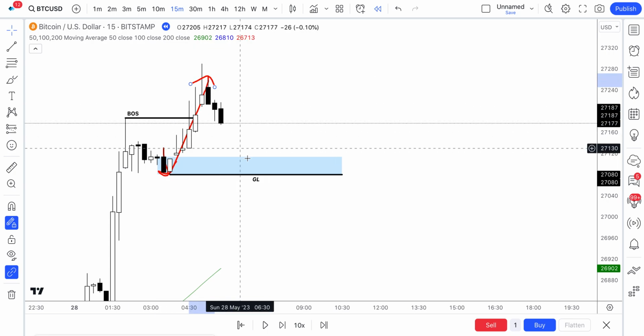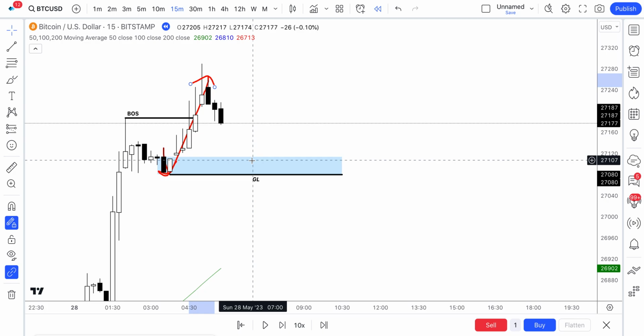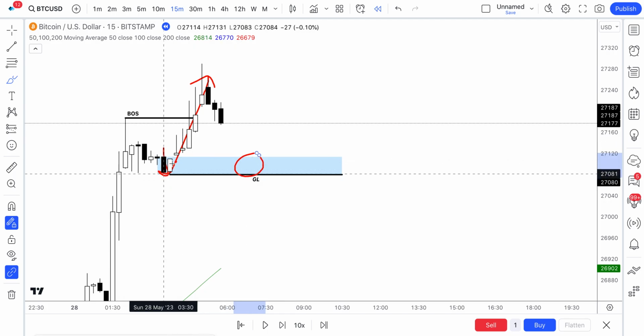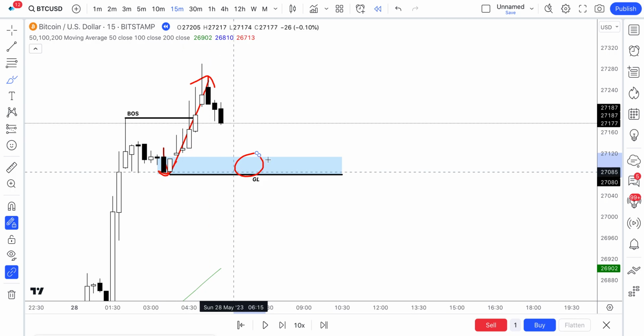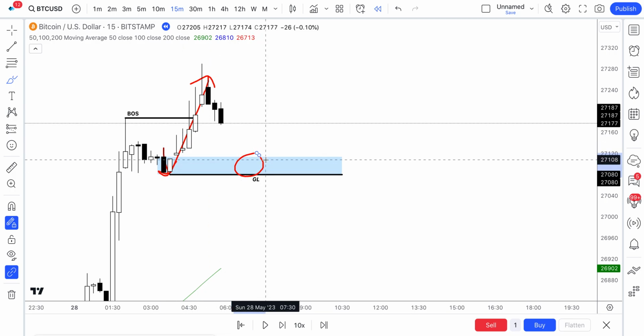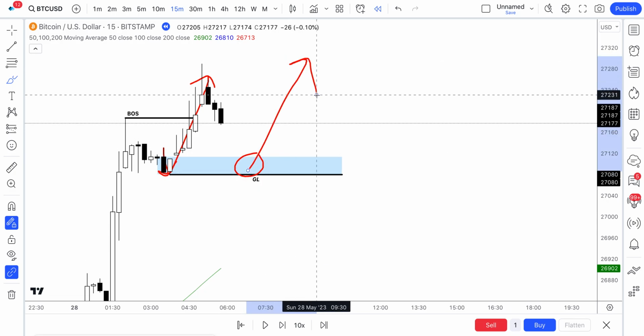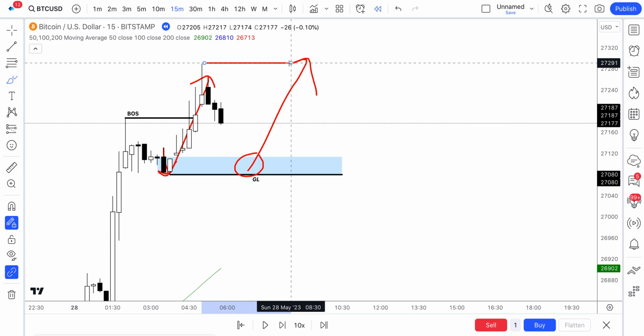So when price comes back into this POI, we basically need to understand, are institutions going to exit these short positions that they used to create the liquidity, and are they going to enter further long positions? If they are, that would indicate a strong bounce to the upside, looking to retest this high here.